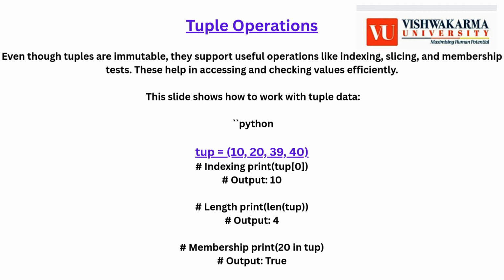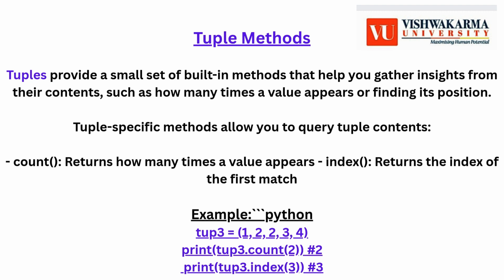Another, the last one we will see, is membership. The membership test is 20 in tuple. The value we get is True, because in the tuple we have the value 20 present over here. So we will get the answer as True. That's how we have seen tuple operations.